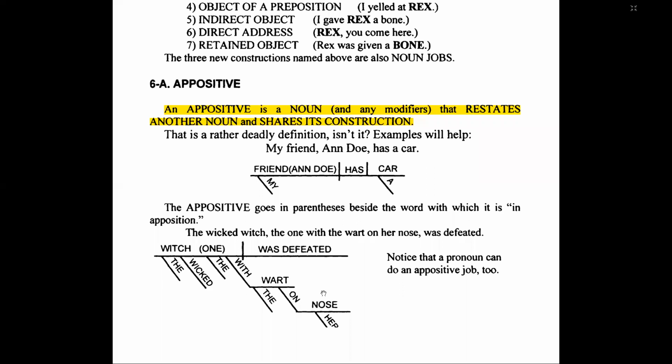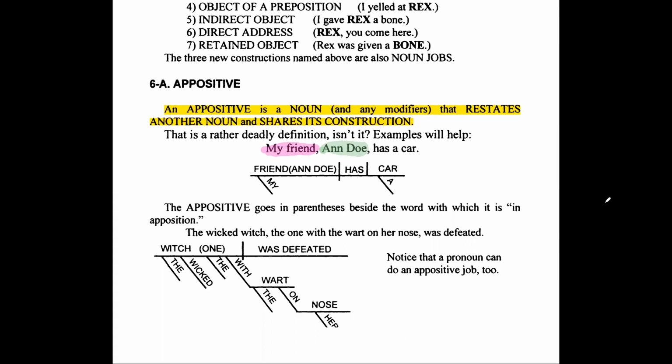Well, let's look. We have in the sentence, my friend Ando has a car. My friend is our original noun, but then we bring something next to it in apposition, Ando. And what Ando does is it restates, it says in another way, my friend. So who's my friend? It's Ando. And we use this all the time in grammar.